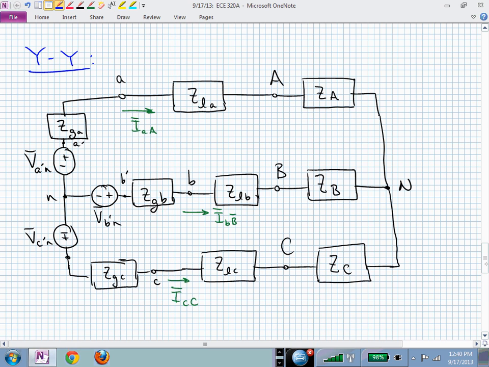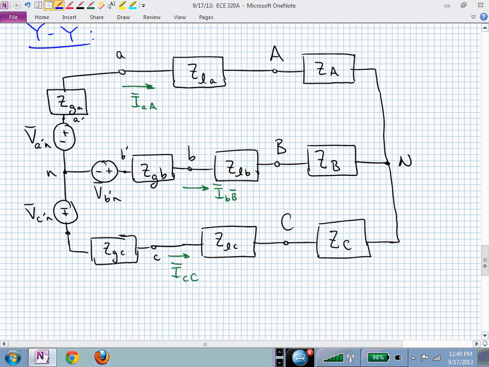Now if I ask you for the A phase power at the load, what would you tell me that would equal? Or could you give me an expression for the complex power associated with the A portion of the load impedance?